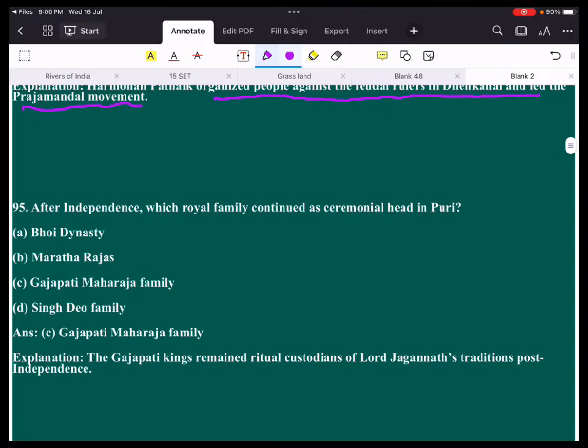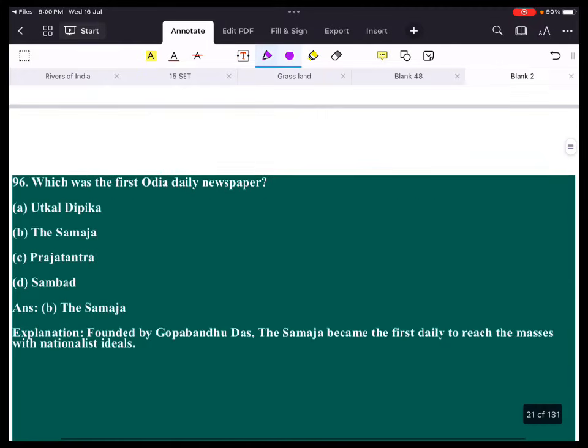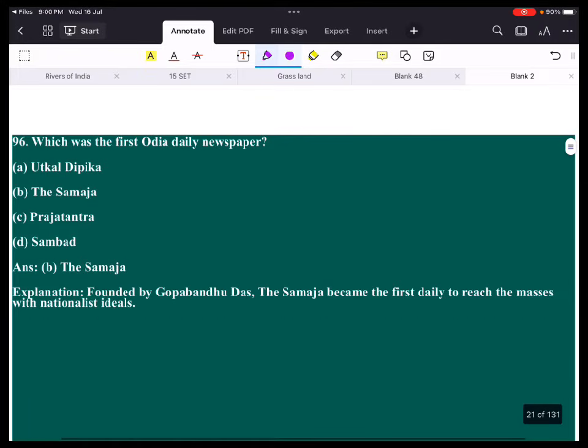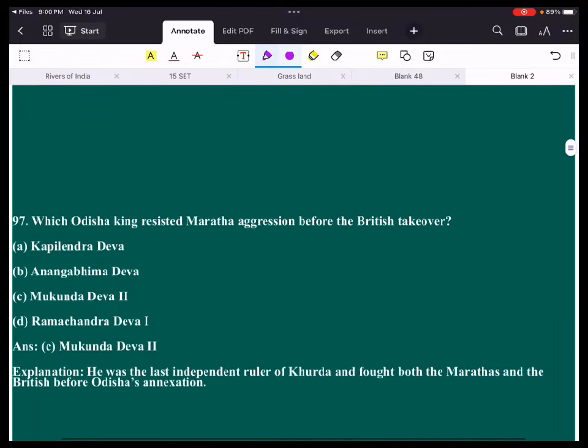Question number 95. After independence, which royal family continued as a ceremonial head in Puri? It is option C, Gajapati Maharaj family. Question number 96. Which was the first Odia daily newspaper? That is option B, Samaja, founded by Gopabandhu Das. The Samaja became the first daily to reach the masses with nationalist ideas.